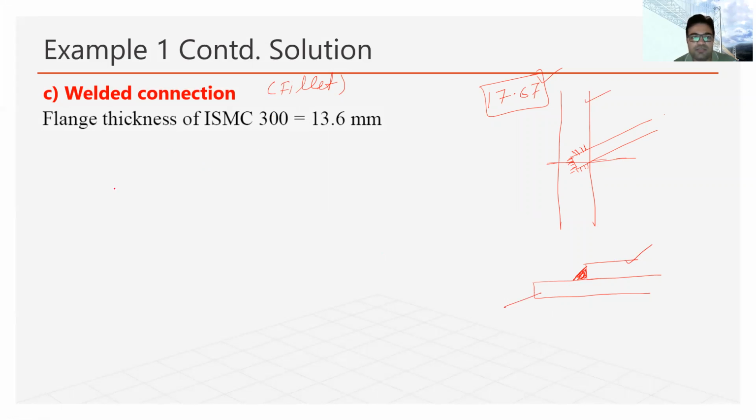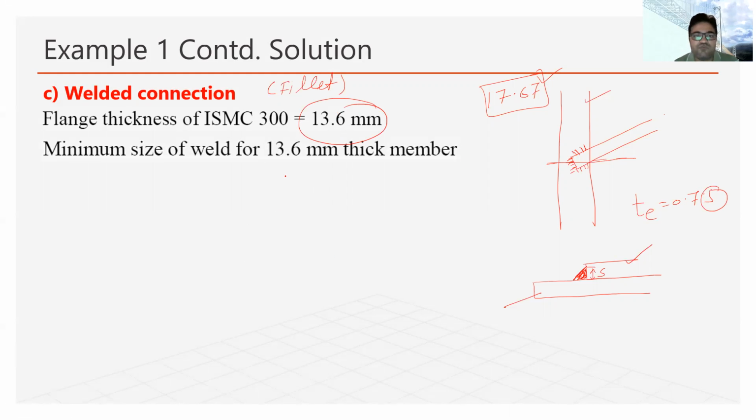In the fillet weld we are going to find out the size of weld, this one, which is S, and also the throat thickness. So throat thickness, which is TE, is 0.7 times S. So S depends. First of all, we have to find out the range of size of weld, minimum and maximum range. The flange thickness of ISMC is 13.6 mm, as per the steel table.